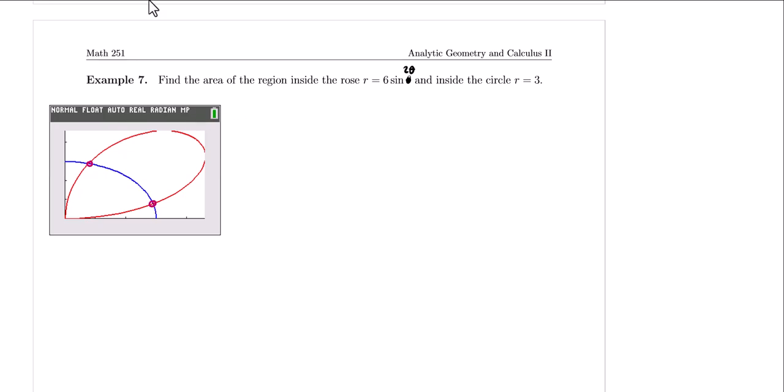So I'm going to set my equation here. The rose was 6 sine of 2 theta. And this one here is equal to the circle, which I'll put here in blue. All right, so what do we have then? Well, it seems like we have here that we're looking for the solution where sine of 2 theta is equal to 1/2. Now, what is the angle whose sine value gives you 1/2?